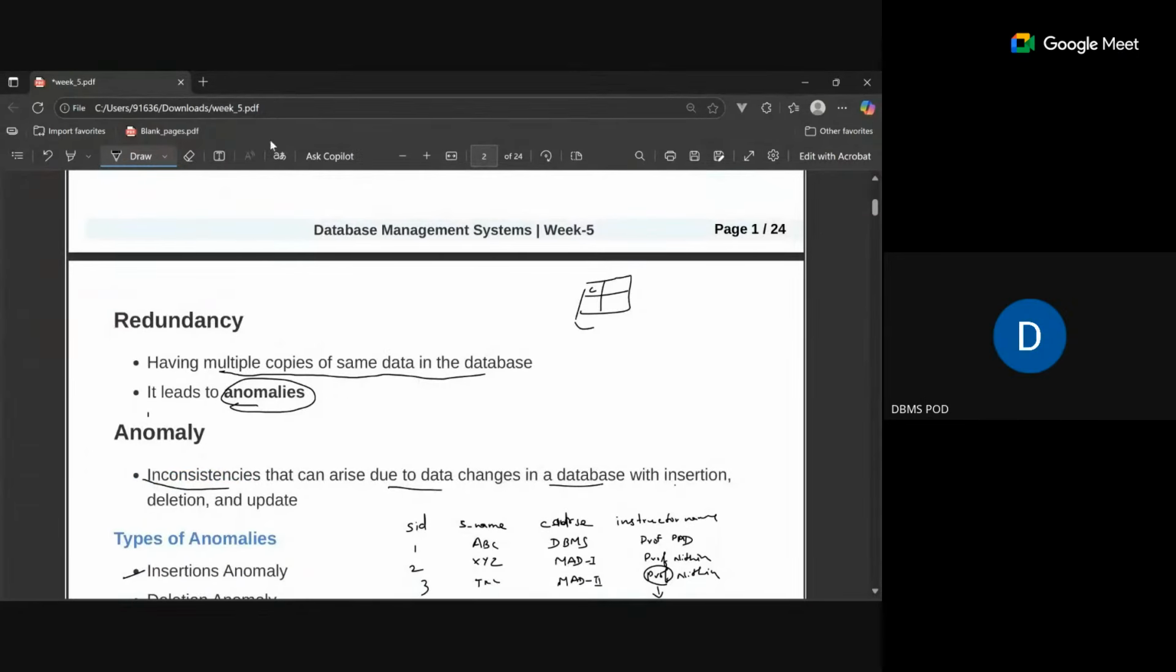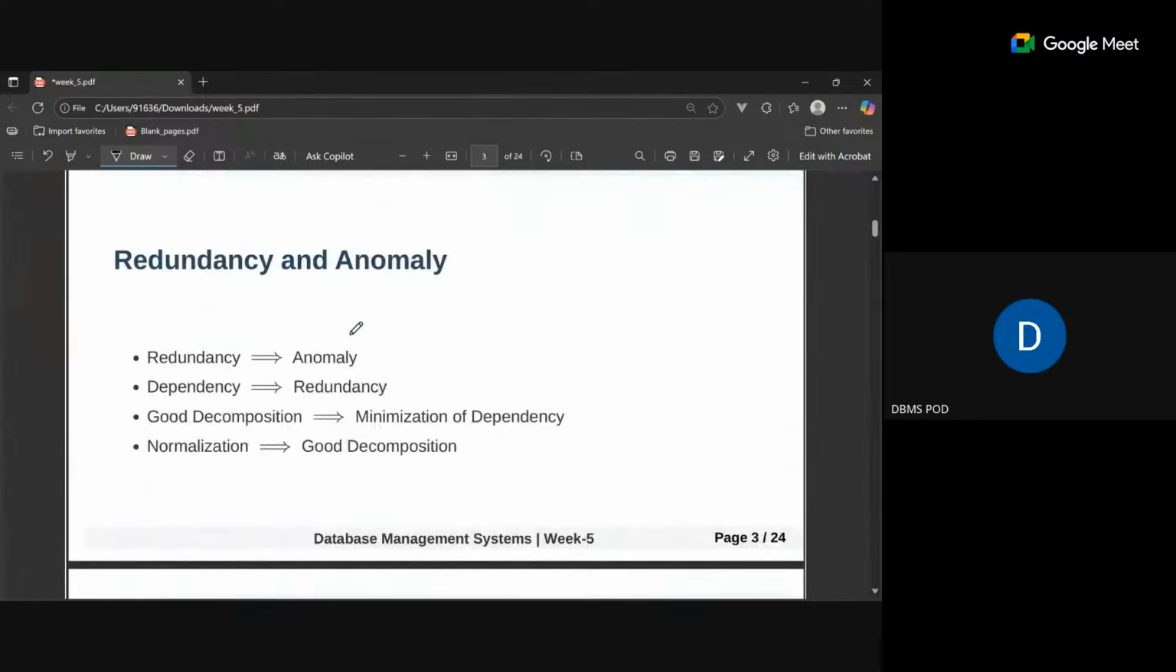Okay. Let's move to the next one. This is again just to give an introduction: why we are studying all these concepts in week 5 and 6. Basically, storing redundant information causes anomalies, and dependency causes redundancy. I'm just coming in a reverse way. Without good decomposition, dependency is not minimized, and normalization should lead to good decomposition.